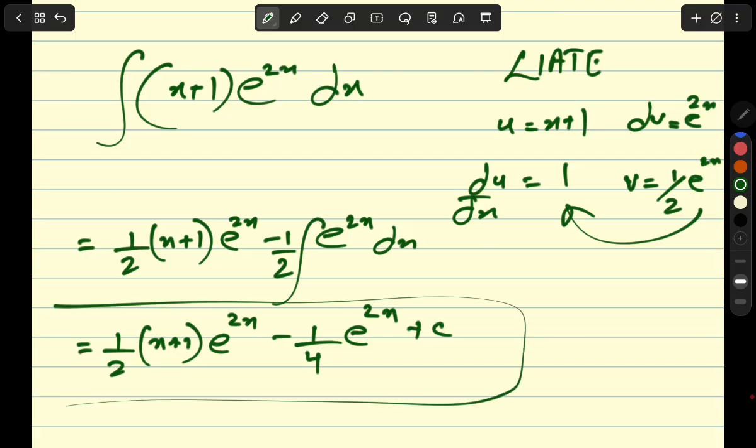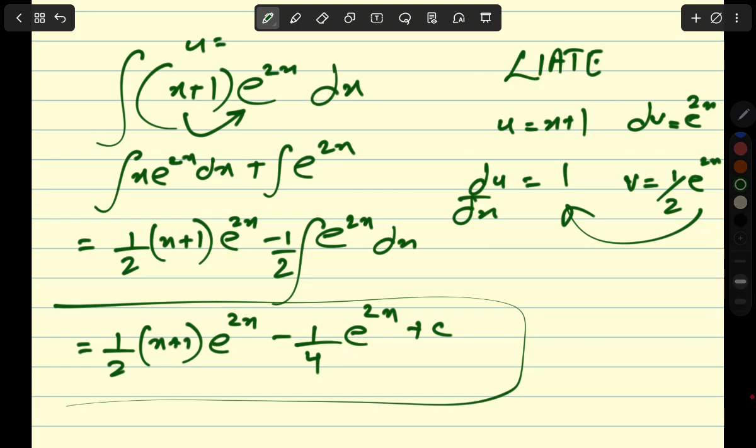Okay? Don't rush. Expand your thinking. Choose u as x plus 1. You did not need to expand it. A lot of students will do x e to the 2x dx plus integral of e to the 2x. There is no harm, but you could have just taken this entire thing as x plus 1 like we did, right?